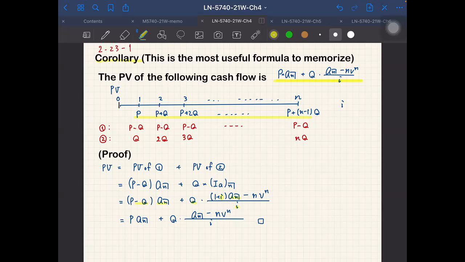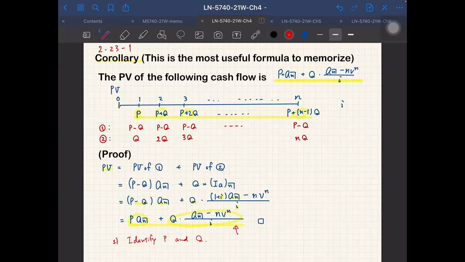We start with some payment, and the payment amount increases by Q dollars per year. Then this is the N-year annuity. It can be calculated by this formula. The present value is given by this plus this plus this. The first step is to identify P and Q. P is the initial payment and Q is the increment. If P and Q are given, then you can calculate the present value by this formula.